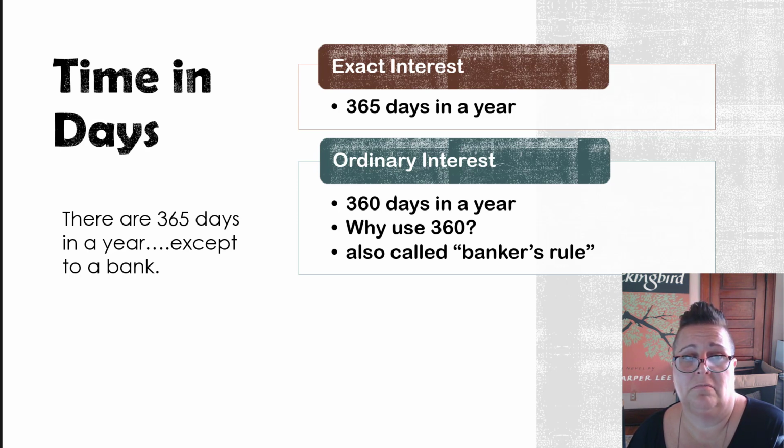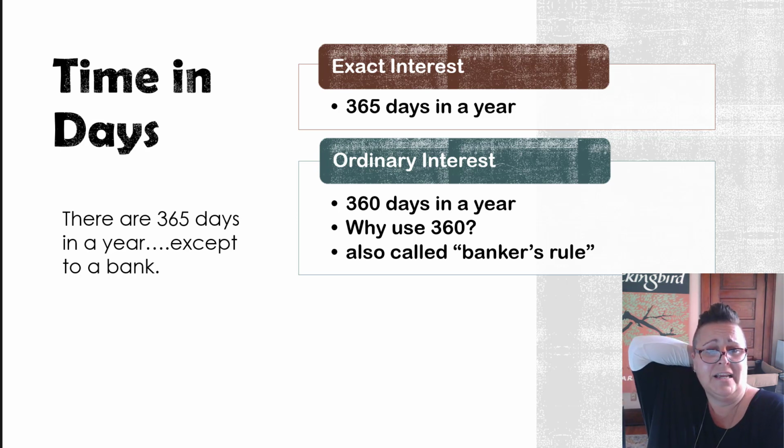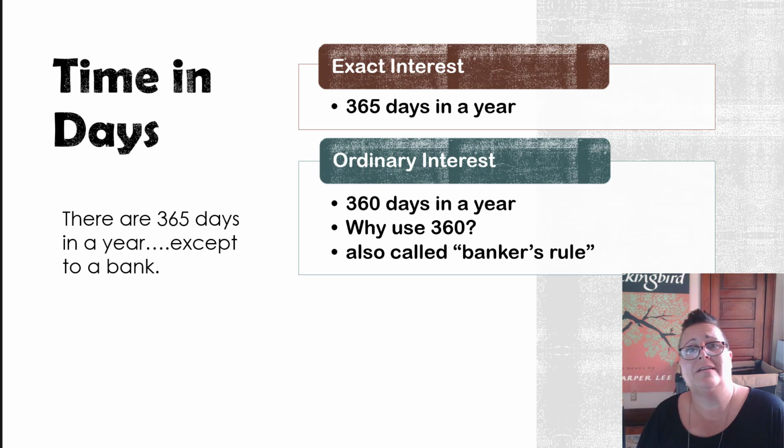And like, not even. It's not divisible by 2. It's not divisible by 3. It's not divisible by 4. It's divisible by 5. 365 is not divisible by 6. It's not divisible by 7. It's not divisible by 8 or 9 or 10. None of these numbers go into 365.